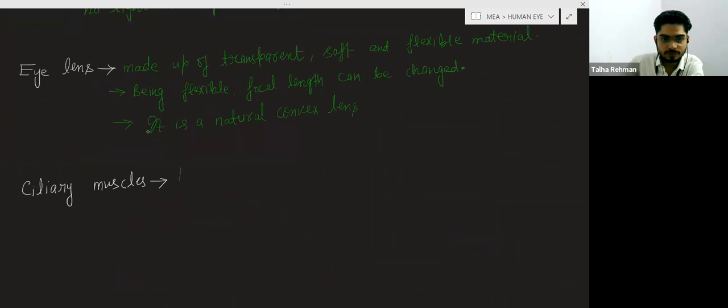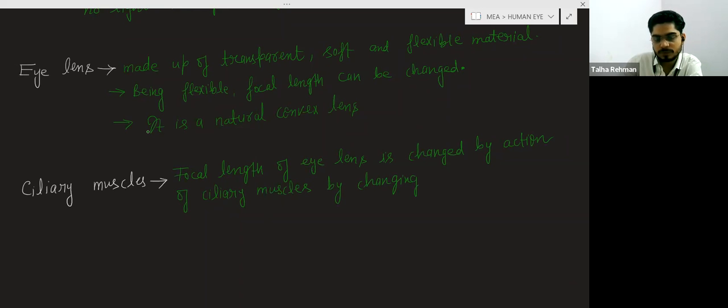So you can write here, the focal length of the eye lens is changed by the action of ciliary muscle, by changing the shape of the lens. Now, retina.